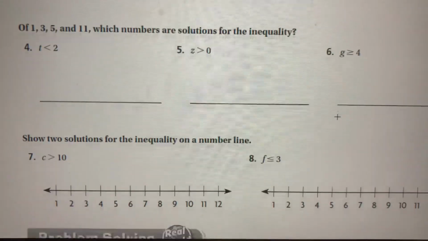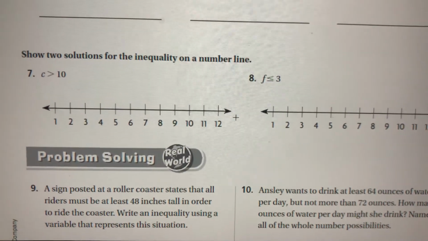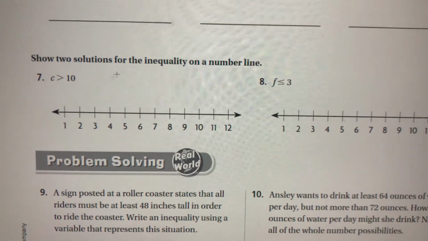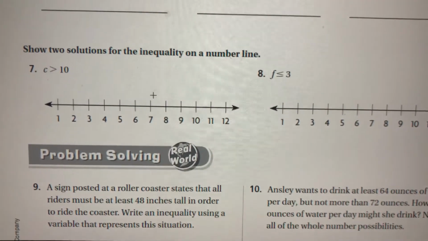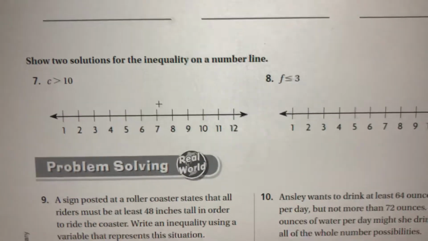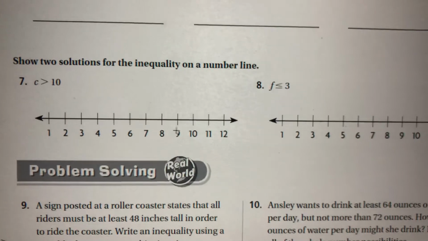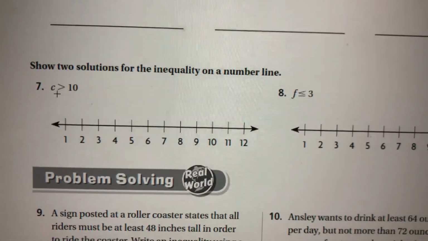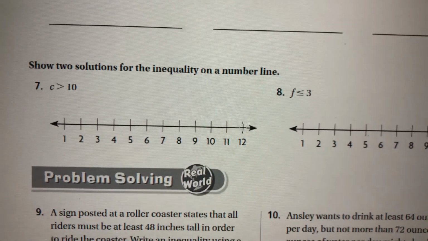Okay, now the number line, when they want you to show two solutions for the inequality on a number line. It's pretty much the same thing. The only thing is now we're actually identifying the numbers that make a solution on the number line. And how you do it is pretty much the same way. Which one of these numbers will make this inequality true? So which ones are greater than 10? Obviously 11 and 12, right?